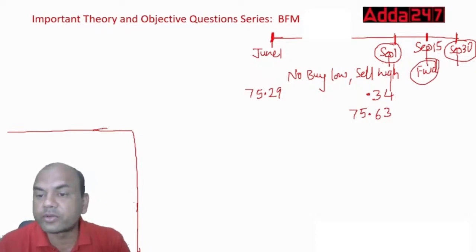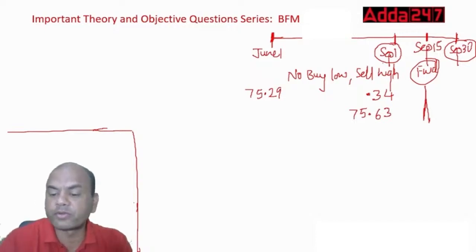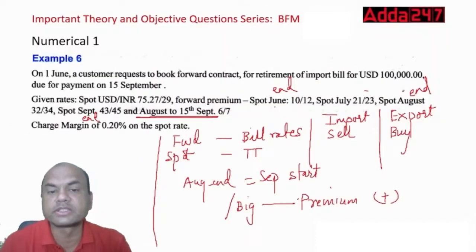But I want it for September 15th now. So what will I do? I'm having this rate up to September 1. I'll take the forward points for September 15th now. What are the forward points given? 6 and 7. This one, 6 and 7.